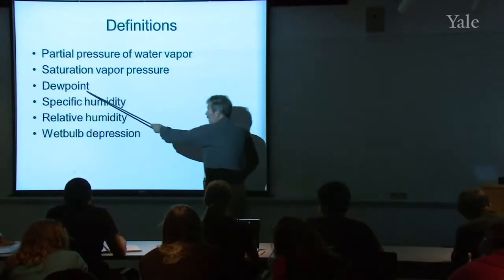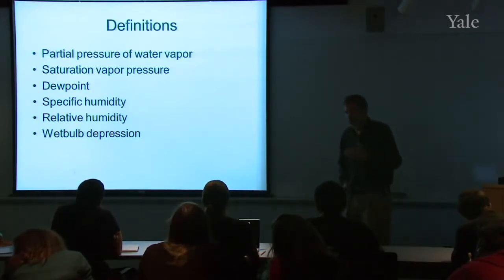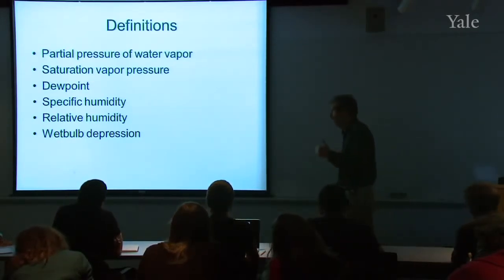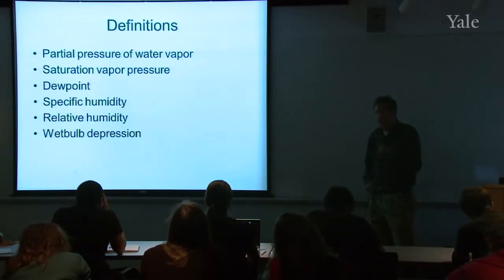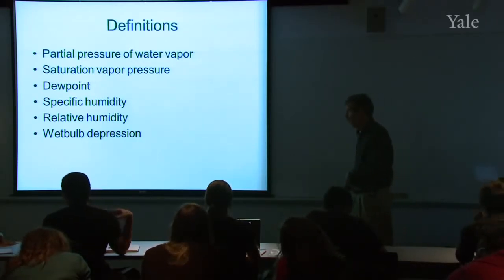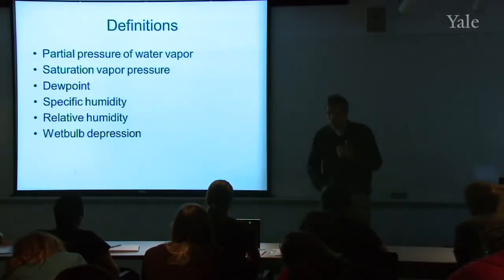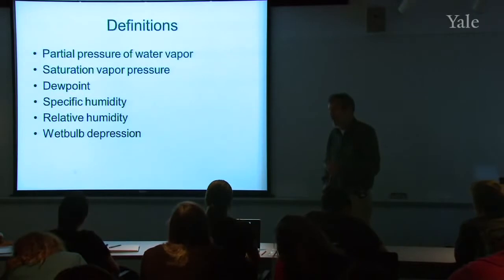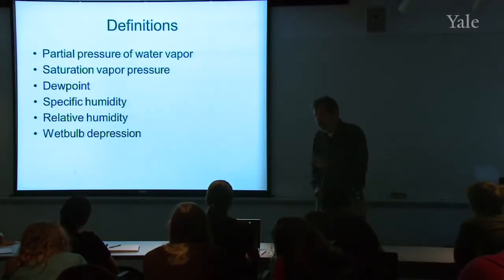The dew point is a measure of how much water vapor you have. If you cool the air down to the dew point, then water vapor will begin to condense. So it's a temperature at which water vapor begins to condense out. The specific humidity is the ratio of the mass of water vapor to the mass of air. It's like a mixing ratio. Grams per kilogram or kilograms per kilogram. For every kilogram of air, how much water has been mixed into it.